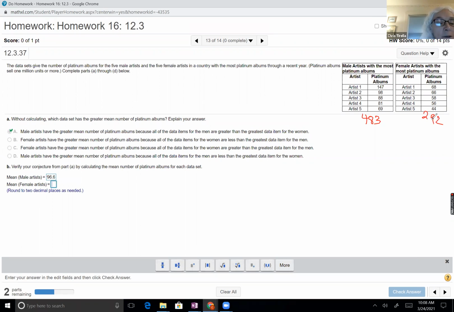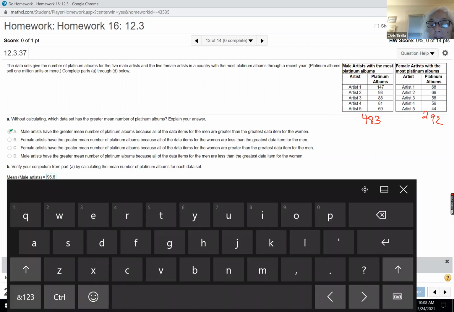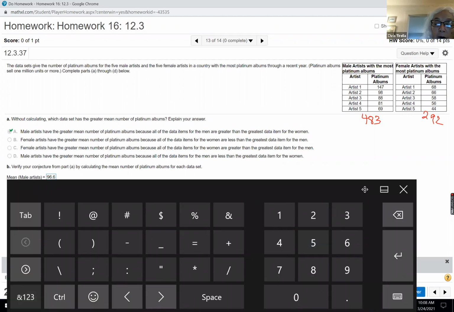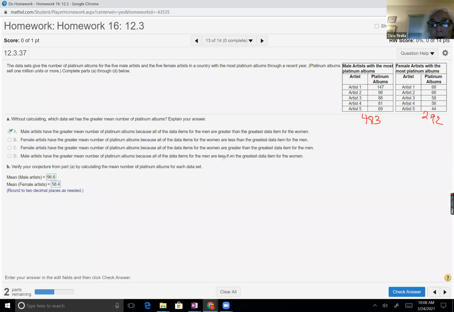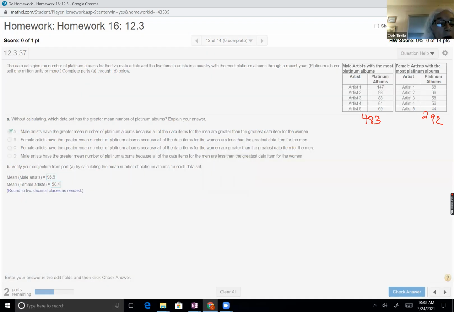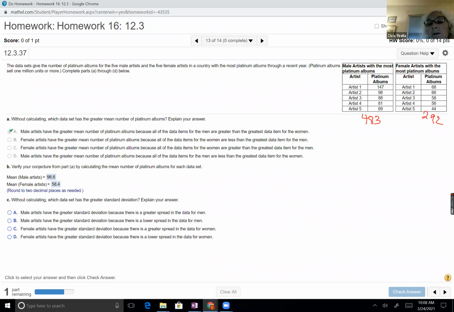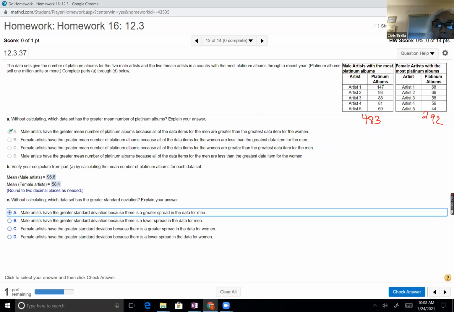They say rounding to 2 decimal places is needed. I don't think we need 2 decimal places. 58.4. Let's see if they yell at me for rounding. No, they don't. Now, without calculating which has the greater standard deviation. Well, if I look at the spread in the men's, you see how the range for the men's is much higher than the range for the women's. So I would say that the male have the greater standard deviation because they have a greater spread.